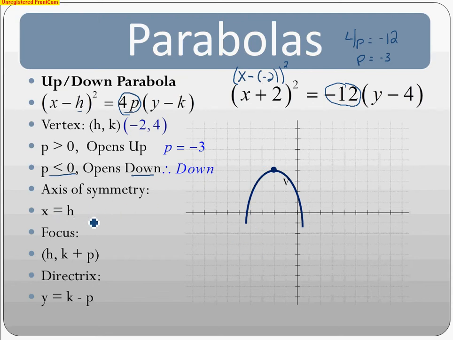x equals h for our axis of symmetry. H, again, in our problem was negative 2. So x equals negative 2. That's a vertical line, a dotted or dashed line, labeled AOS.